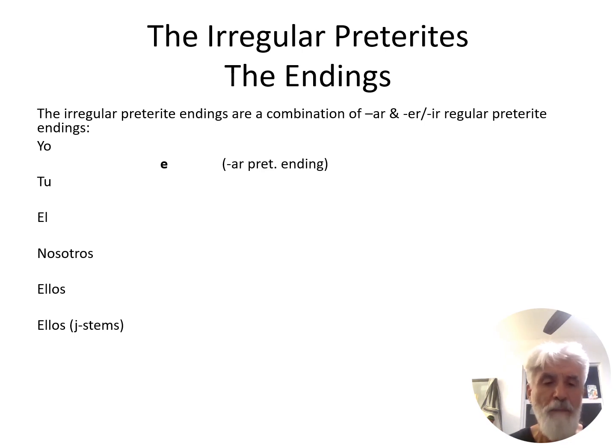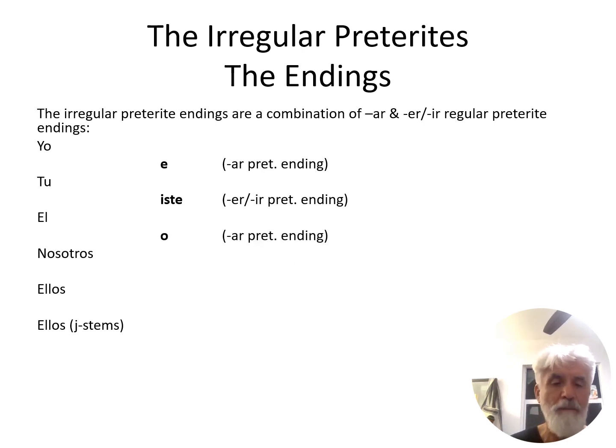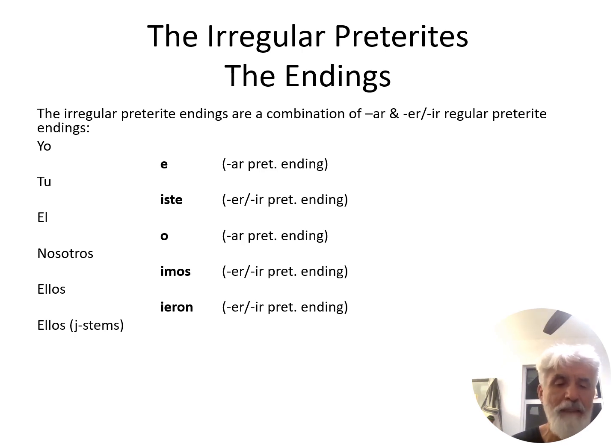Okay, what about tú? It will be iste. What about él, ella, usted? It'll be just an o. What about nosotros? It will be imos, i-m-o-s. And what about the ellos form? It will be ieron, i-e-r-o-n. Now, we had two J stem verbs. When you use the ellos form, the ending will not be ieron, but it will be eron. Okay, don't worry so much about that.